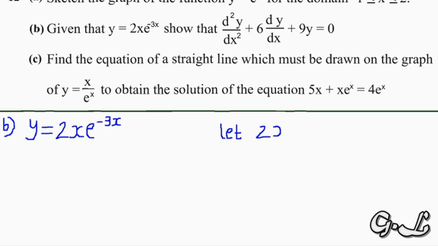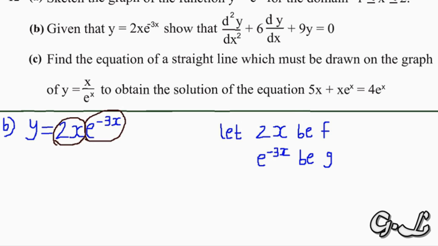In such a case, this equation is that of the product rule. So what we have to do is let 2x be f, and then let e to the negative 3x be g. Those two have separate variables. If they have separate variables, it's either going to be the quotient rule or the product rule, but in such a case it is the product rule because there is no division there.